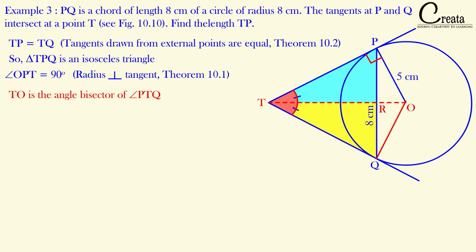Similarly, these two triangles will also be congruent to each other, and these two triangles will also be congruent to each other. If you want to know how these are congruent, comment in the comment section. I will explain it separately. No worries.